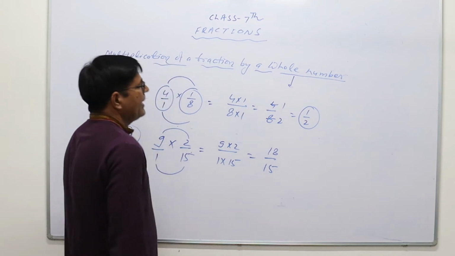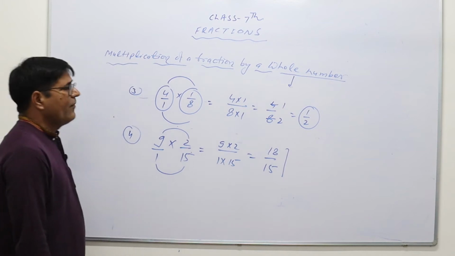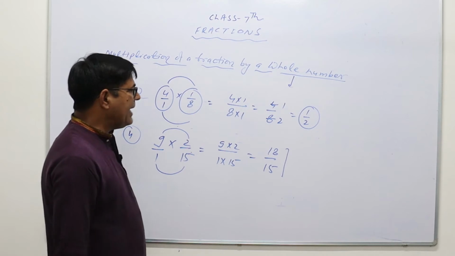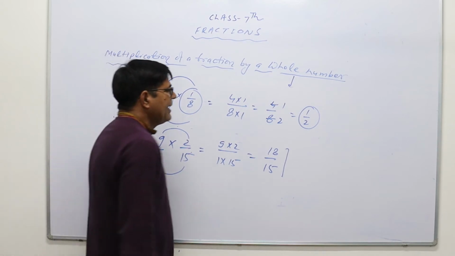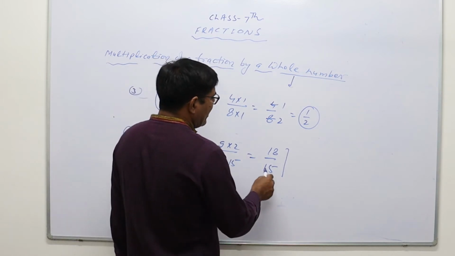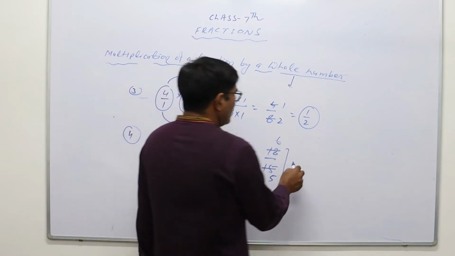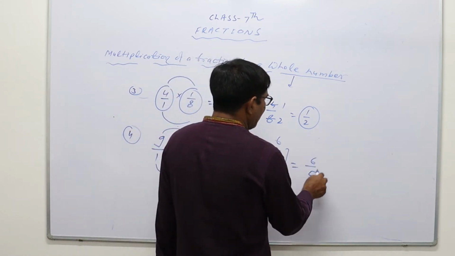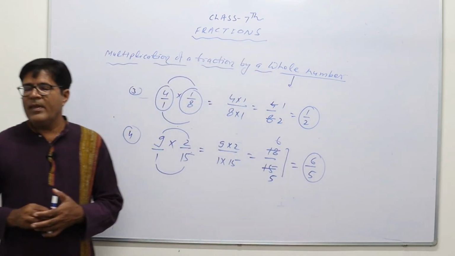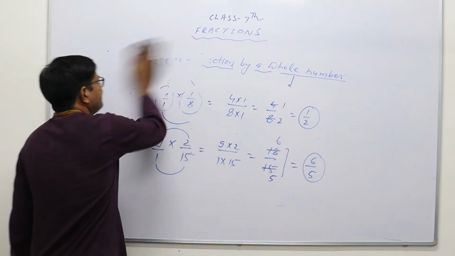So again see, now in the resulting fraction the numerator is 18 and the denominator is 15. Now if they have any common factor, then to write in standard form, first we will divide by that common factor. So the common factor is 3. 3 fives are 15 and 3 sixes are 18. So the standard form of the required fraction will be 6 upon 5. So in this way we can multiply a whole number with a given fraction.